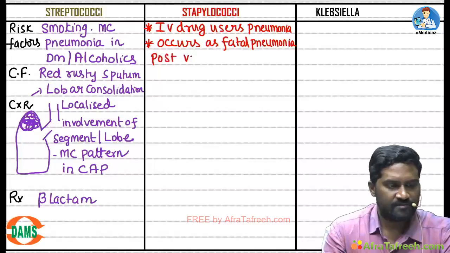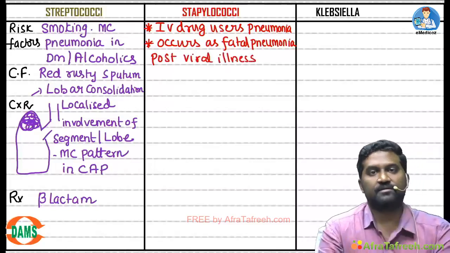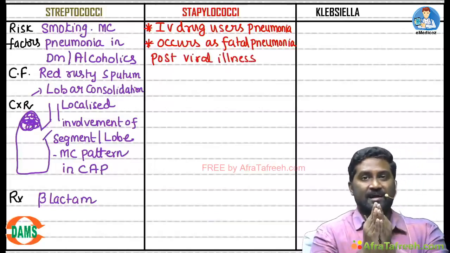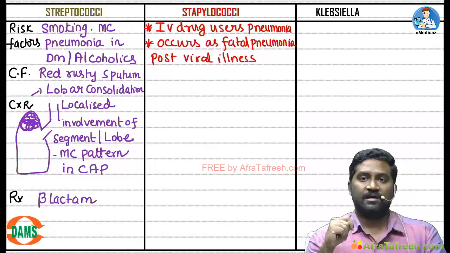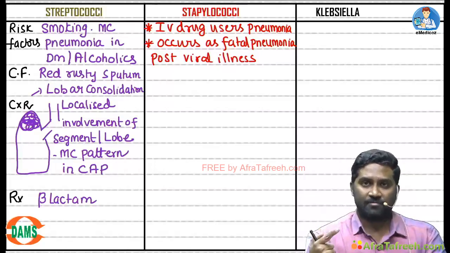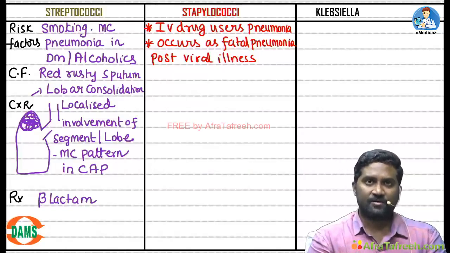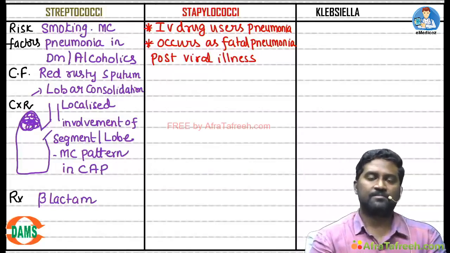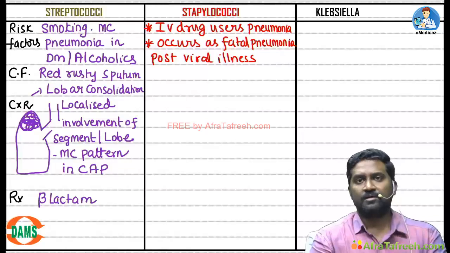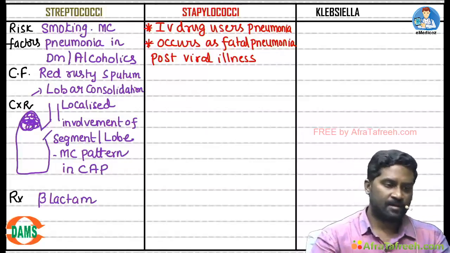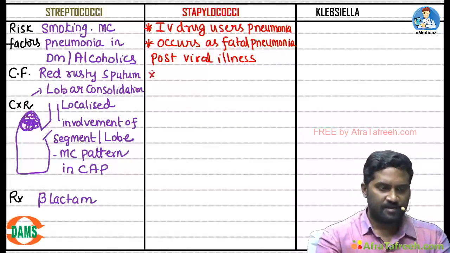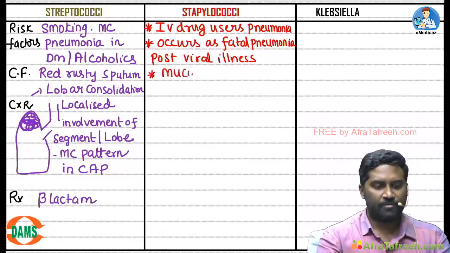post-viral illness. If they mention in the question, this patient recently recovered from a viral illness, and now he has developed a bacterial pneumonia that resulted in death of the patient, what might be the bacterial pneumonia? Your answer should be staph pneumonia. Clinical features: these patients can have mucopurulent sputum.